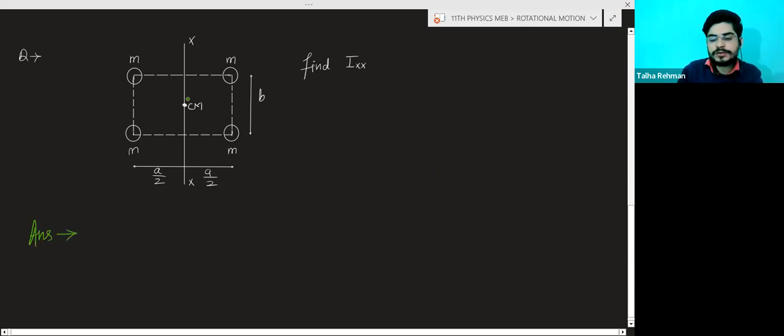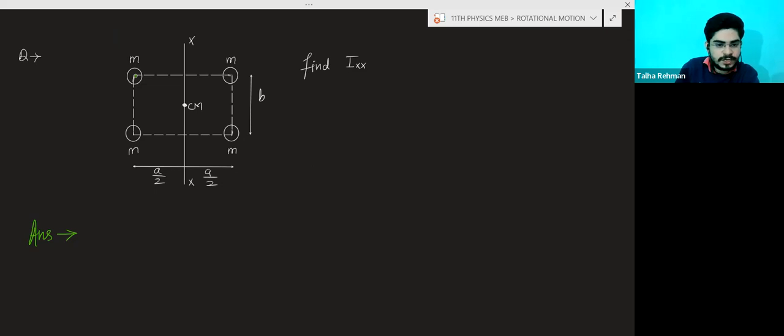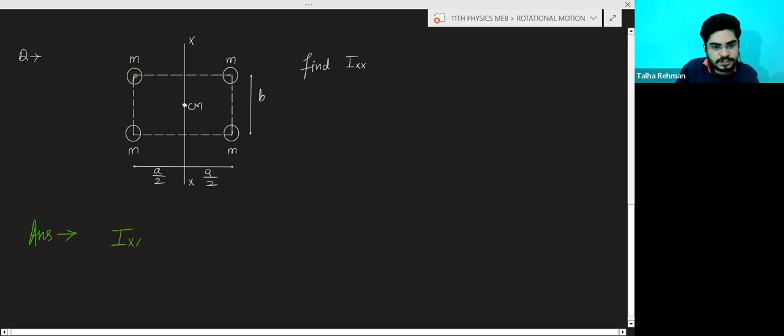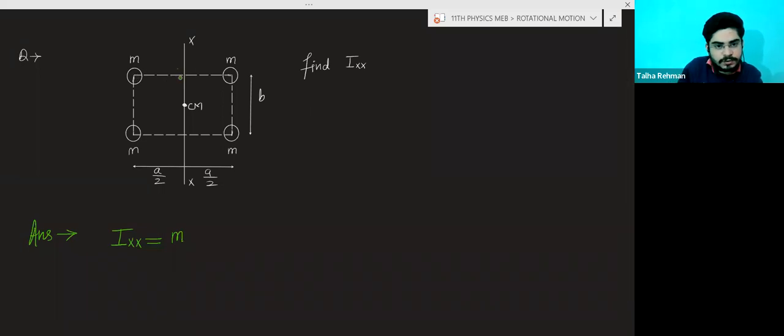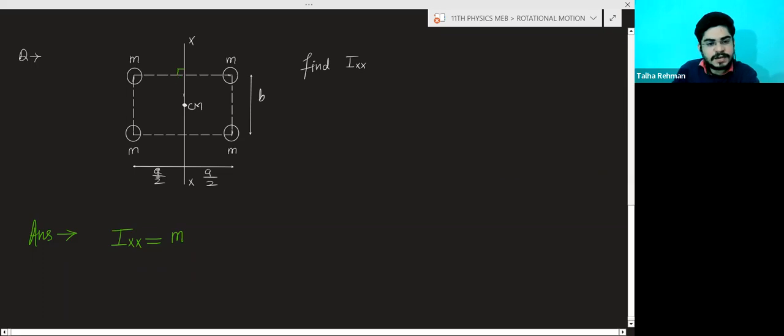How will we find the moment of inertia? We can find it as m1 r1 square plus m2 r2 square plus m3 r3 square plus m4 r4 square, but r should be the perpendicular distance from the axis of rotation. This is the axis. Taking this mass, I am just calculating its moment of inertia. What will be r? You take this perpendicular distance, and this distance is a by 2, so a by 2 square.